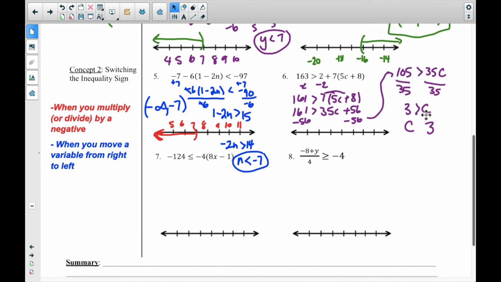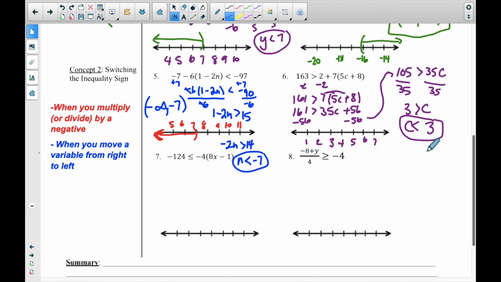See how it was pointing at the c? So we're going to stick with pointing at the c. c is less than 3. Anytime you have to move it, the c is still on the less than side, the 3 is still on the greater than side. I don't like the alligator thing, but the alligator's still eating whatever it was eating before. It's still eating it.